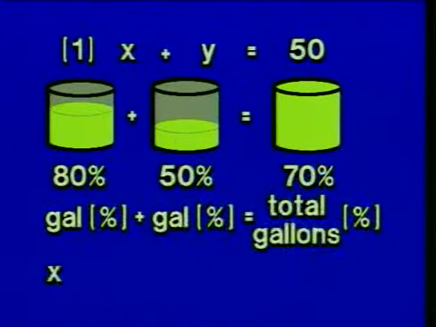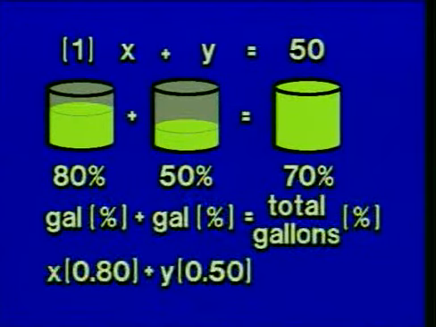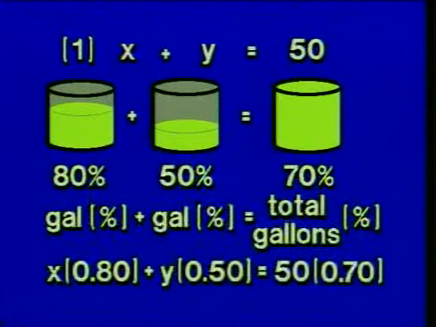Well, in the first container we have X number of gallons. We multiply times 80% or 80 hundredths. In the second container, Y number of gallons is multiplied times 50% or 50 hundredths. And on the right we have 50 gallons and the percent acid is 70, so it's 70 hundredths.